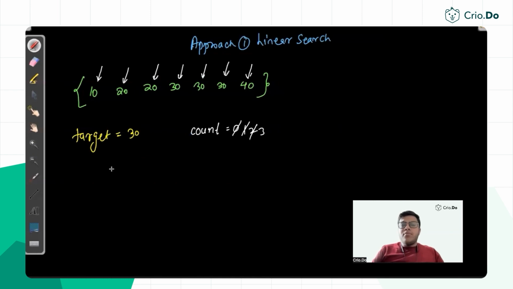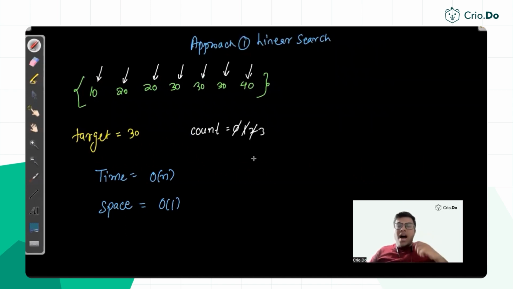How much will be the time complexity? How much will be the space complexity? Time complexity, since we are doing a linear traversal, will be order of n, linear. And what will be the space? Are we going to take any extra space? Actually, no extra space will be required. So constant extra space, in place solution will be there.